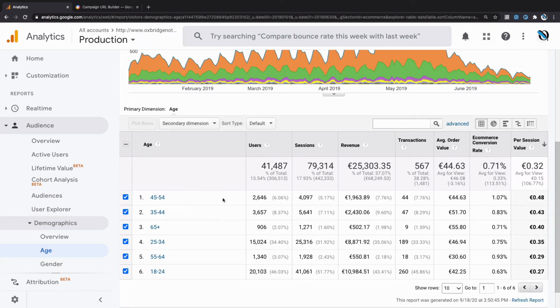What this is telling me is that the older demographic tend to be bigger spenders. It sort of makes sense because these people have higher disposable incomes. And in fact, my least profitable per session group are the 18 to 24 aged people. That's a very interesting finding thanks to the Google Analytics age report.